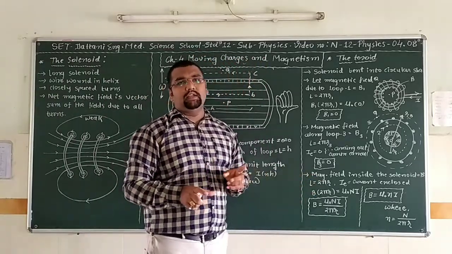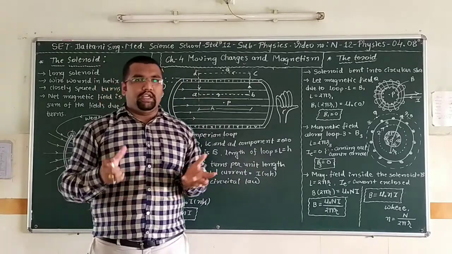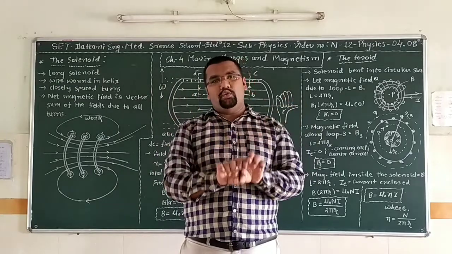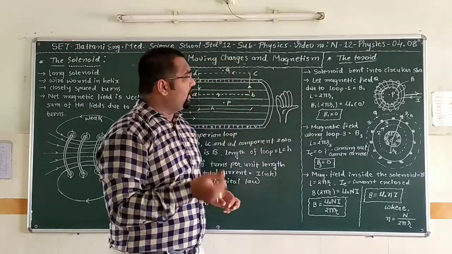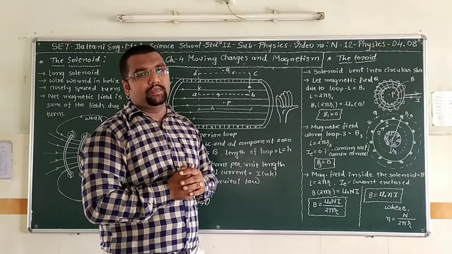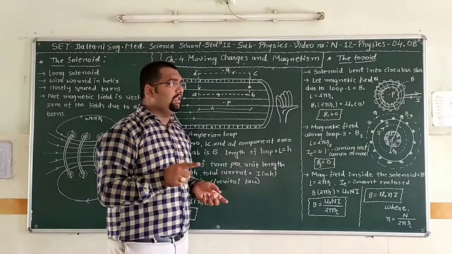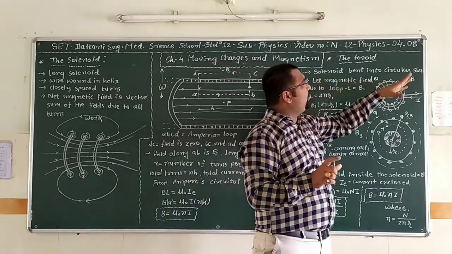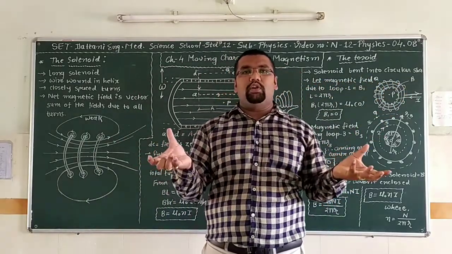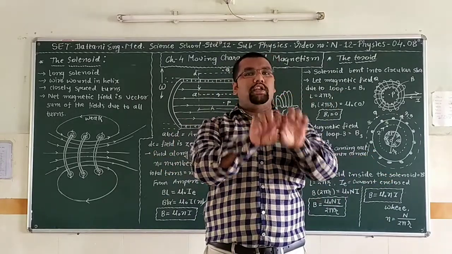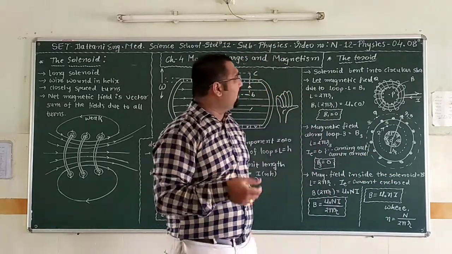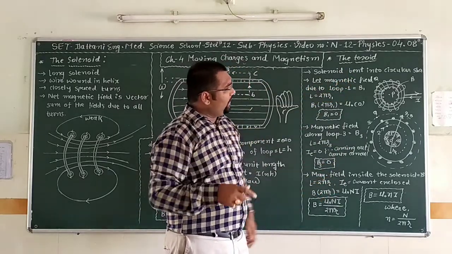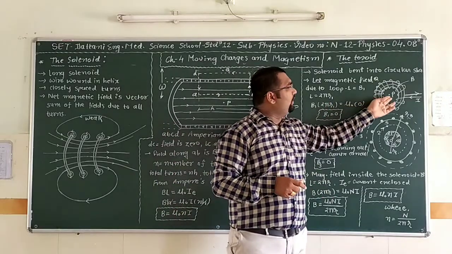A toroid is nothing but one type of solenoid. If the two terminals of a solenoid are joined together, that will be a toroid. So if a solenoid is bent into a circular shape, if we have the solenoid and we bend it into a circular shape, that will become a toroid. Let us see the magnetic field; we can see in this figure that we have a toroid.